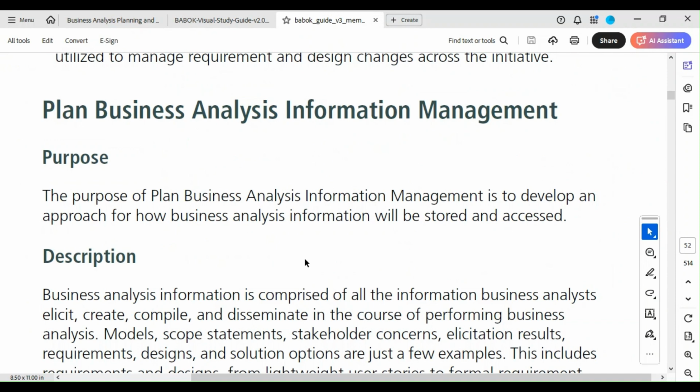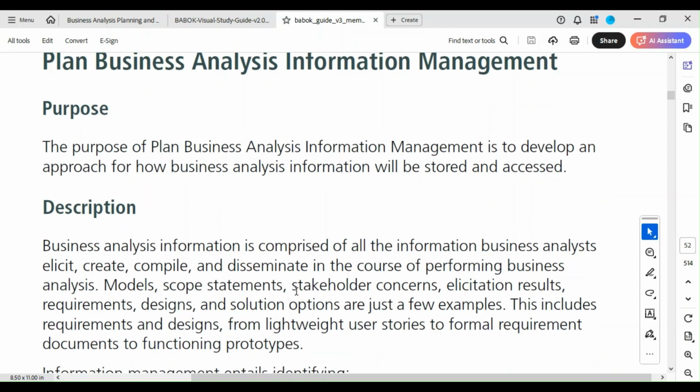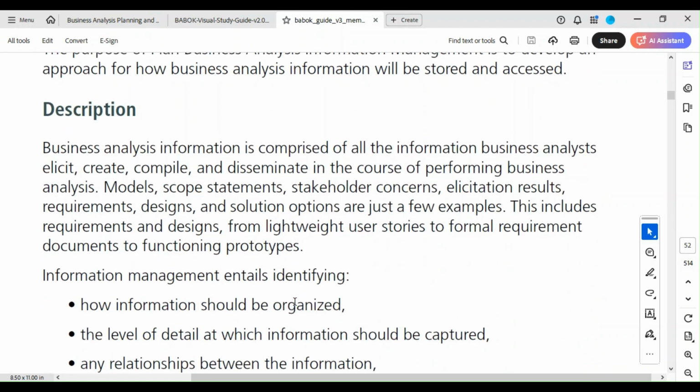What is the purpose for this? The purpose of plan business analysis information management is to develop an approach for how business analysis information will be stored and accessed. It's as simple as that. So you want to look at how you are going to store your information and at the same time how it will be accessed, because it's very important. You don't want to give access to the wrong person. You don't want to send the information to the wrong people.